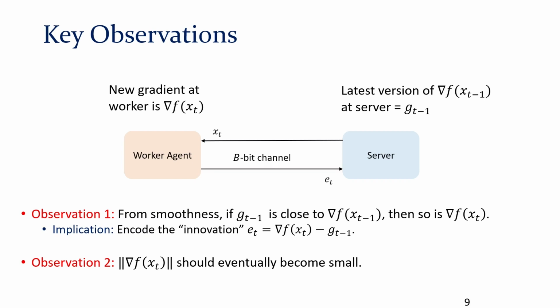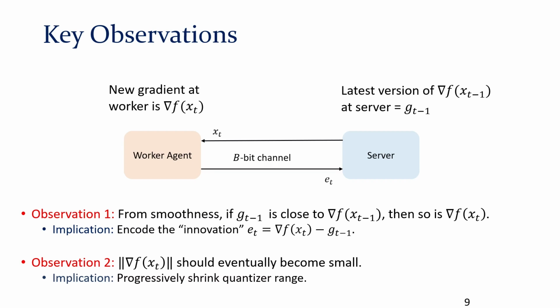So this means that the gradient sequence should be Cauchy, and the change in the gradient should be small, and hence the innovation signal should reside in smaller and smaller balls. So we should adapt the range of our quantizer to account for the shrinking balls. So all we do is essentially put these ideas together, and the details are available in the paper.